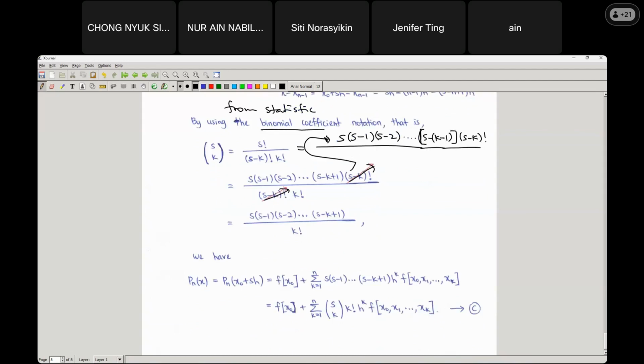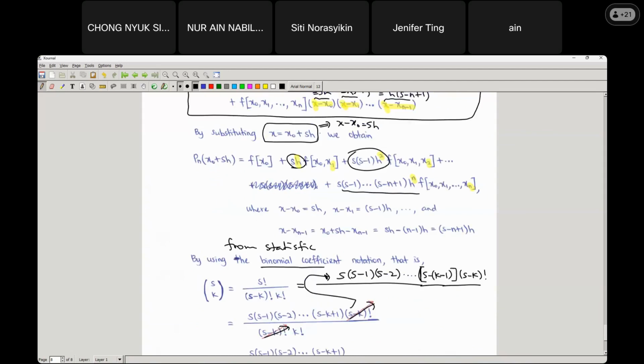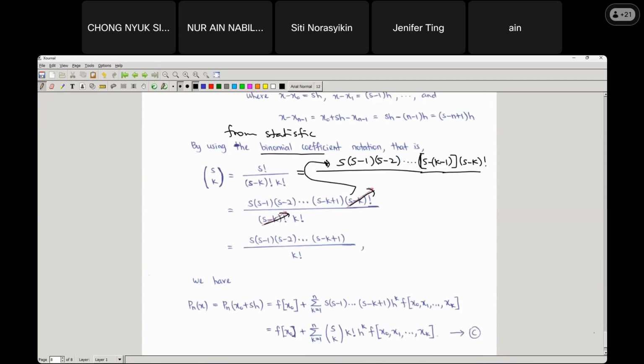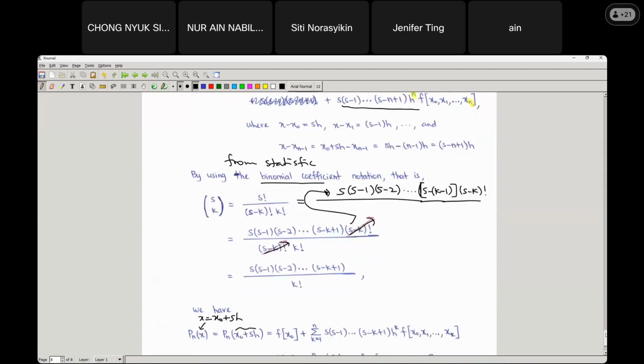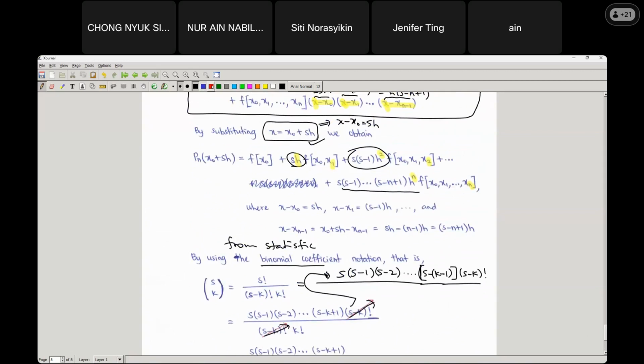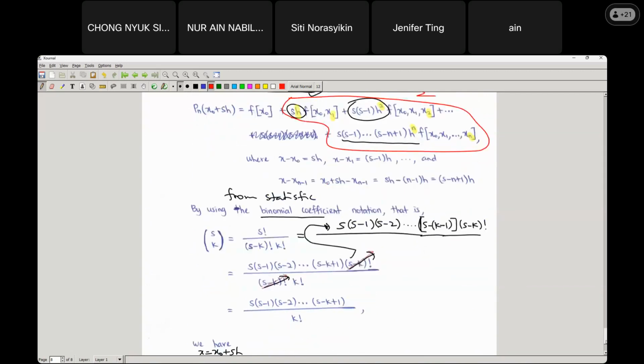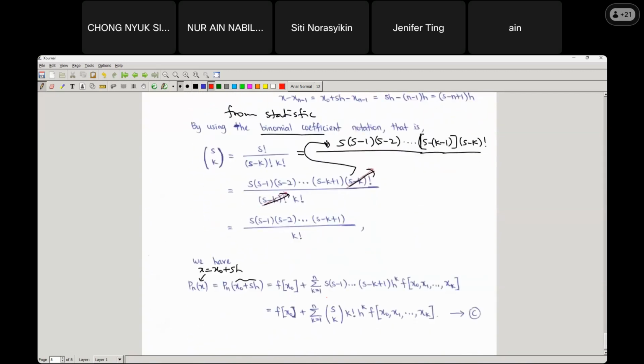So now, what is your x? We know that our x is this one, right? This is our x. So we can substitute x is equal to x0 plus sh. So our Pn(x), you substitute this x equal to x0 plus sh. This is how we get it, equal to f(x0) plus, this is a simplified version because we can write it in this form, the summation. So the summation is from here until here. So when you write in terms of the summation, you get this one, all right?